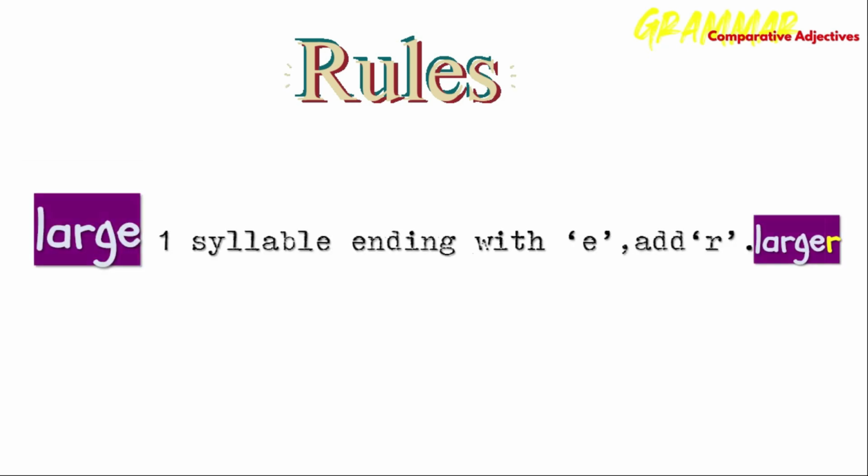Large. If the adjective has 1 syllable ending with E, we simply add R. Like large, there's an E at the end of that adjective. To turn it into comparative adjective, we simply add R. Larger. Safer.